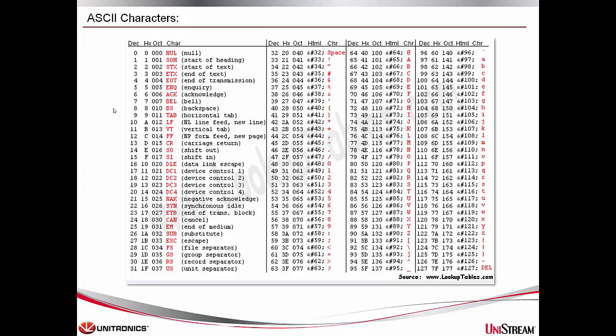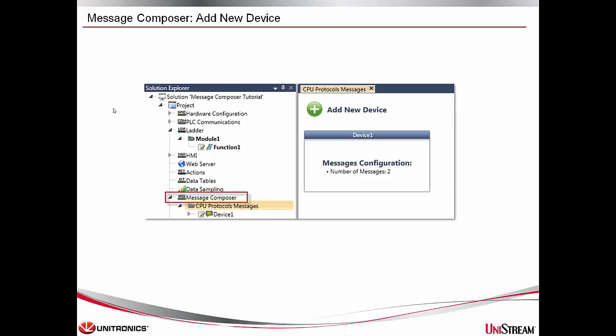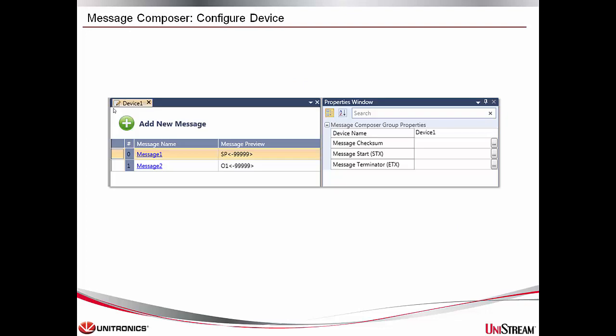Next, we can look into how we set up the Message Composer within UniLogic. Within UniLogic, the Message Composer can be found within the Solution Explorer on the left. Under Message Composer, select CPU Protocol Messages, and selecting Add a New Device will create a new configuration. Any start of text and end of text characters, as well as a checksum, can then be defined in the Properties window on the right side of each device.